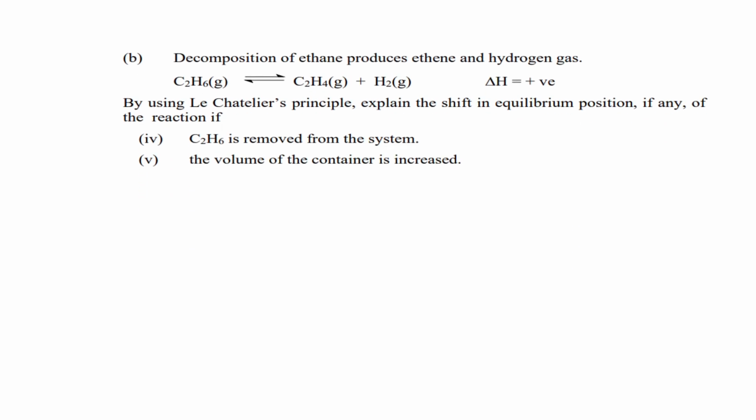Next, decomposition of ethane, kita akan remove C2H6 daripada sistem. So bila kita remove C2H6, meaning that the concentration di sini akan menjadi apa? Rendah. Okay, so bila concentration di sini menjadi rendah, dia akan shift to the left. Kenapa dia shift to the left? Sebab di sini sedikit, jadi dia nak tambah dia macam mana? Dia akan shift to the left. Jadi dia akan react semula C2H4 dengan hydrogen dan dia akan bergerak ke sebelah kiri.